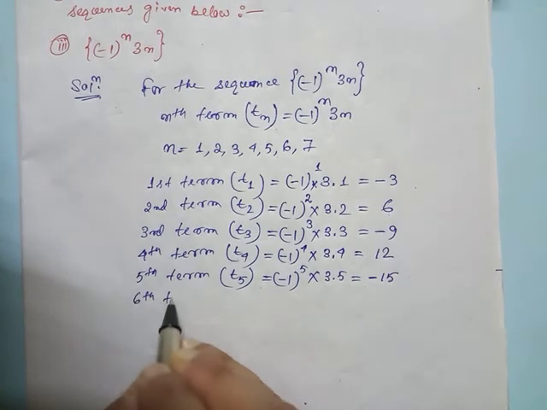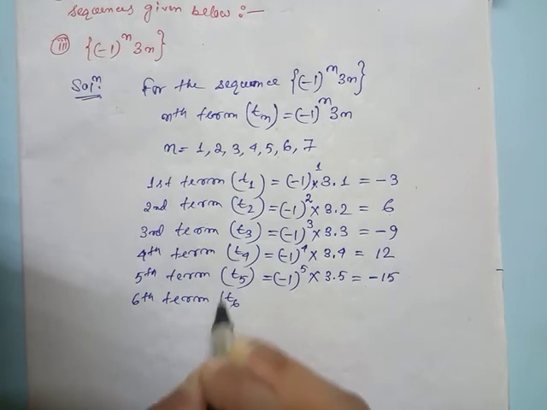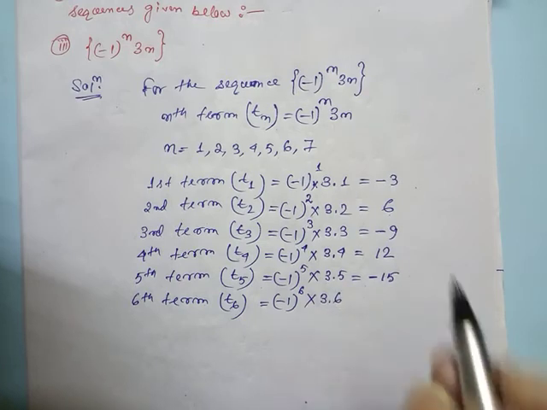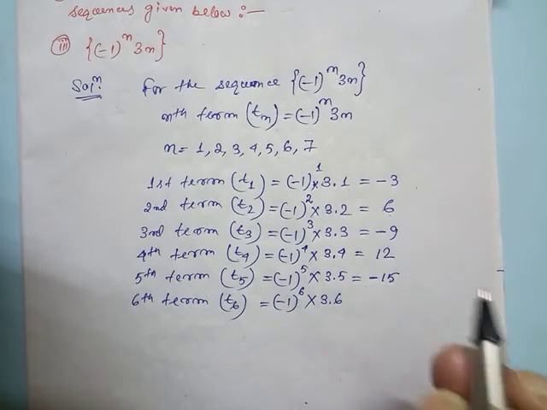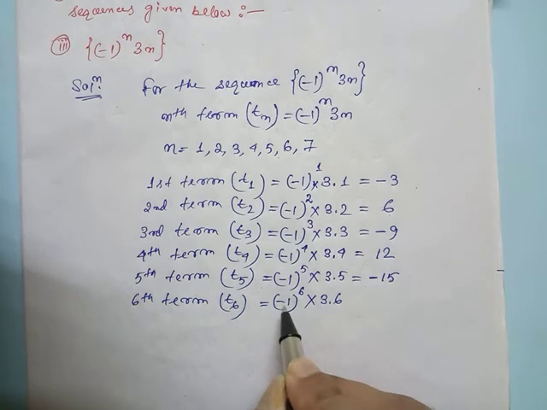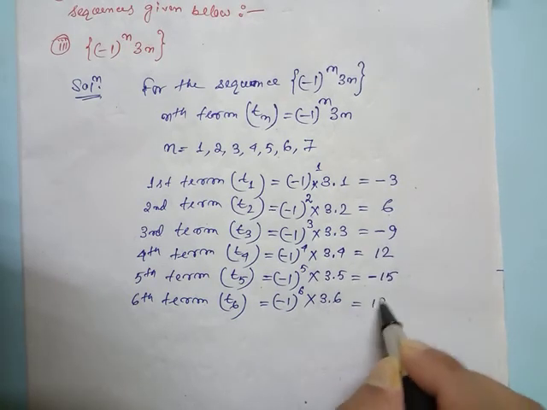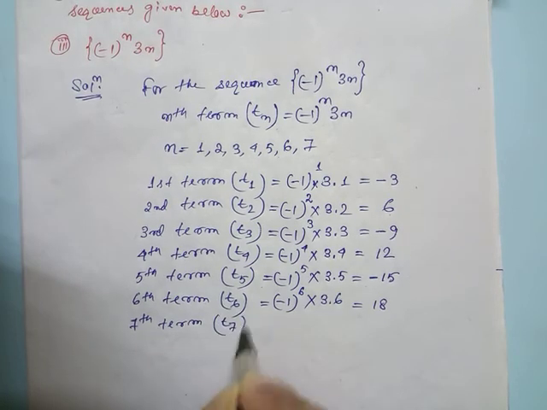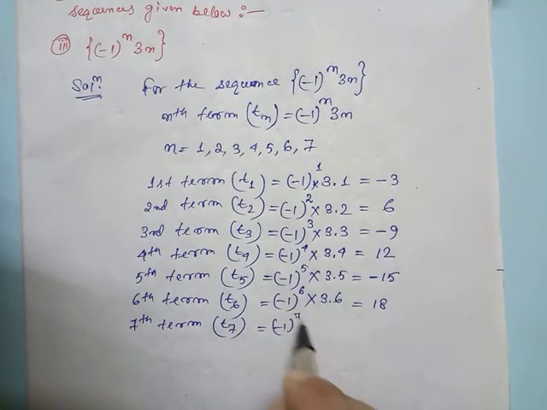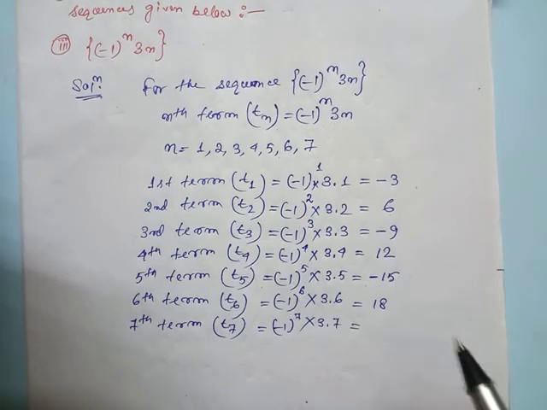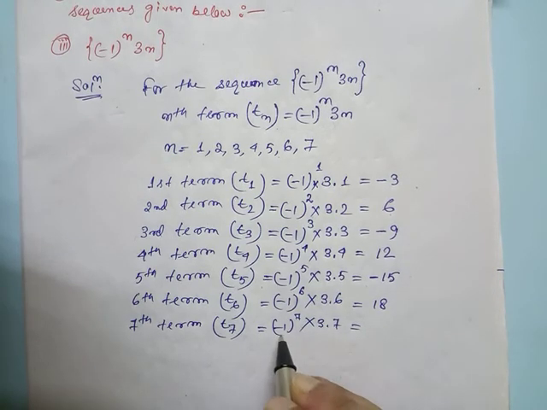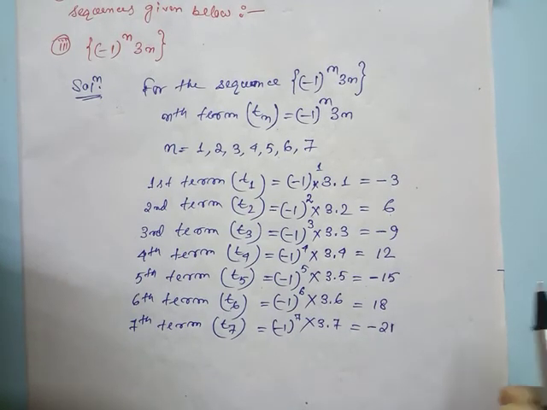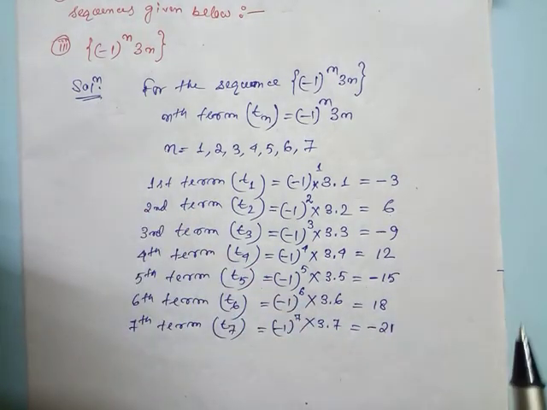Now sixth term, t6. Here minus 1 to the power 6 into 3 into 6. Minus 1 to the power 6 means even number, minus 1 becomes plus. 3 sixes are 18. Then seventh term, t7. Minus 1 to the power 7 into 3 into 7. 3 sevens are 21, and minus 1 having power 7 means minus 1, means minus 21. This is all about the series of this given question.